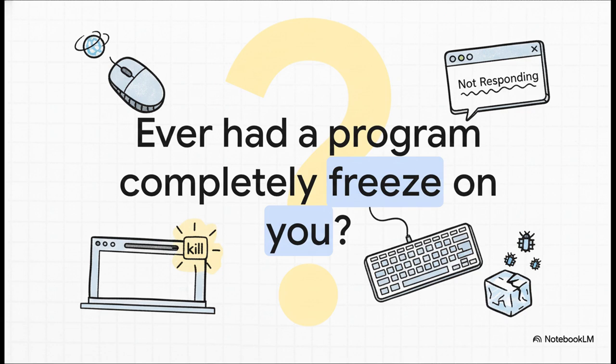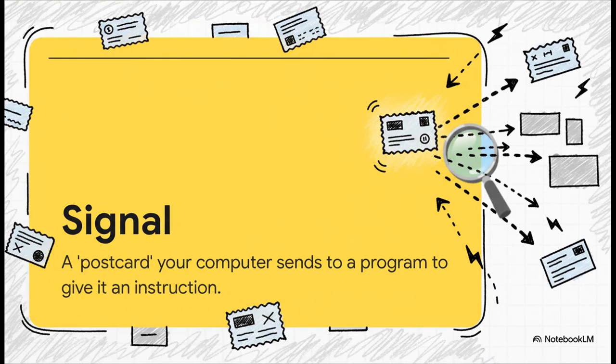Well, what if I told you there's a super powerful command line tool that can fix that exact problem? So, to really get what kill does, we need to talk about something called signals. Honestly, the best way to think about a signal is like a tiny digital postcard. Your computer's operating system sends these little postcards to running programs all the time. And on that postcard is a really simple message, like, hey, time to close up shop, or maybe just pause for a sec. It's basically how your computer talks to its own software.